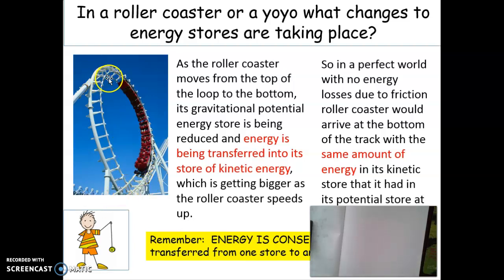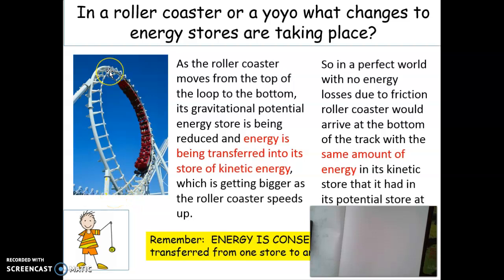and I said that if we had a roller coaster at the top here, it would have its maximum gravitational potential energy. When it starts moving, that energy store, gravitational potential energy, becomes less, because it's m times g times h, mass times gravity times height. As the roller coaster comes lower, the height is being reduced, so that m times g times h value is going to be smaller, isn't it? The energy store that's increasing is the kinetic energy store, and it's going to be fastest just as the roller coaster hits the bottom down here.